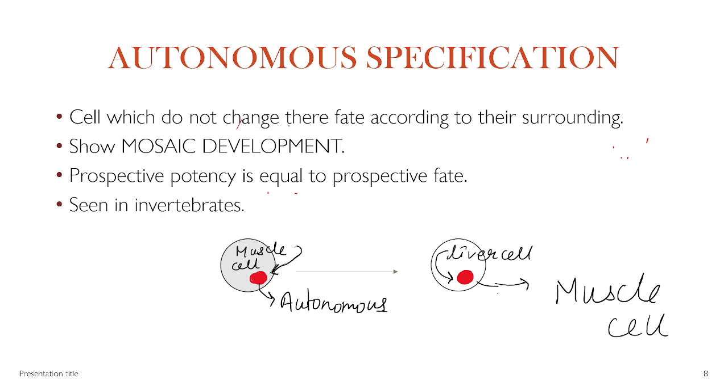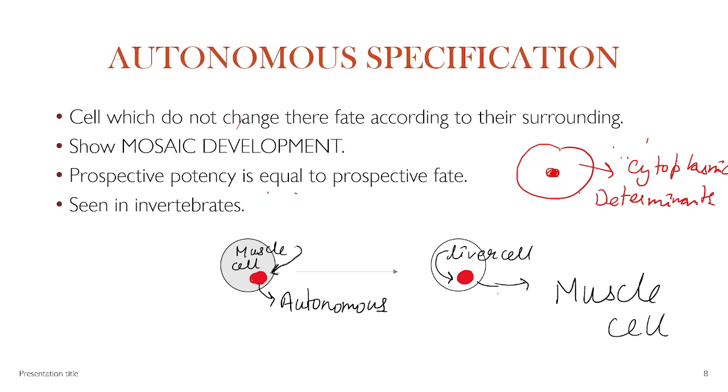Cells which do not change their fate according to their surrounding. So they are presumptively specified, like they have some cytoplasmic determinants which are already present in the cell, which are determining their fate. So the fate is predetermined and they do not change their fate because of their surrounding. This shows a mosaic type of development.